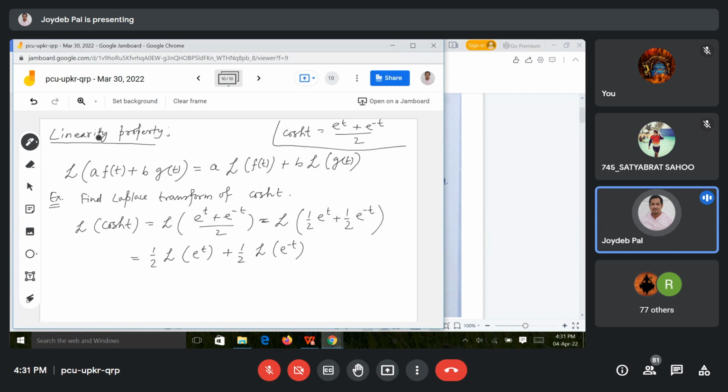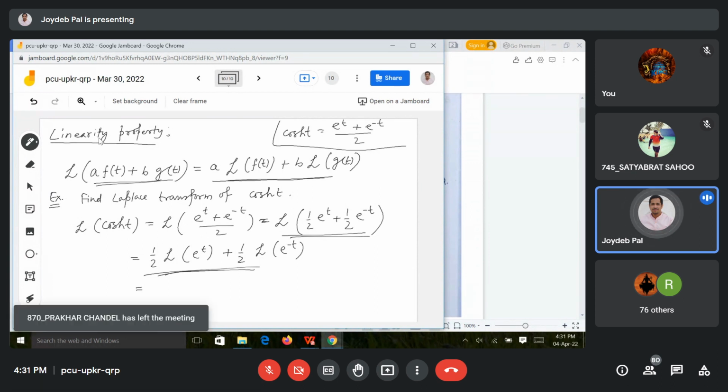Have you got the application of this linearity property? See here, L of 1 by 2 e to the power t plus 1 by 2 e to the power minus t is of the form a into f(t) plus b into g(t), where a is half, f(t) is e to the power t, b is half, g(t) is e to the power minus t. If we don't know this formula, we cannot write this because of the applicability of the linearity property. We write the last line as a into L of f(t) plus b into L of g(t): 1 by 2 into L of e to the power t plus 1 by 2 into L of e to the power minus t.